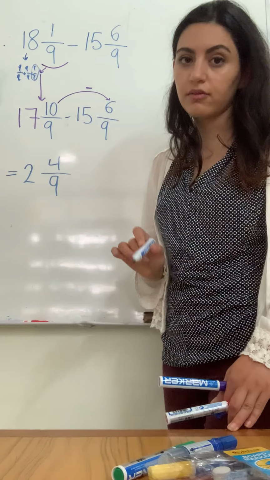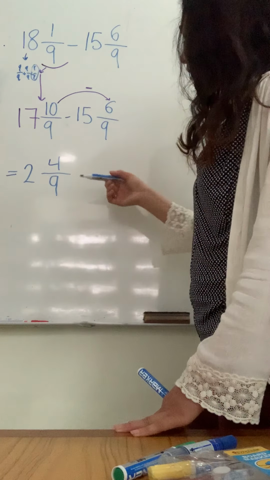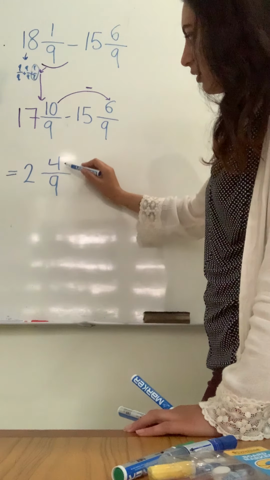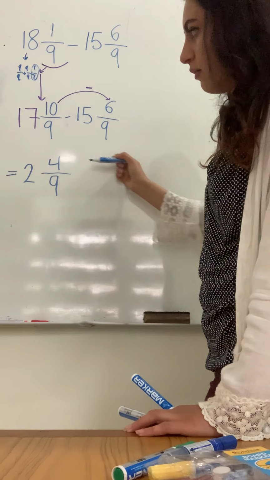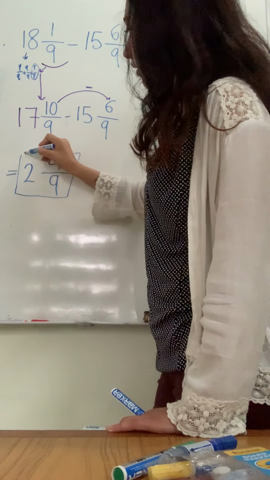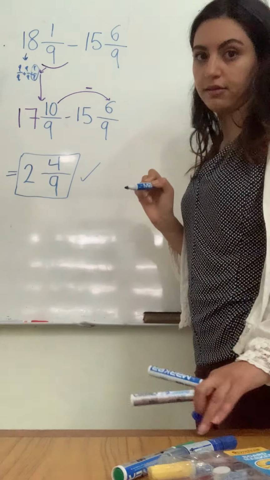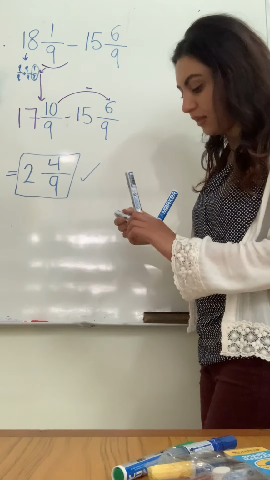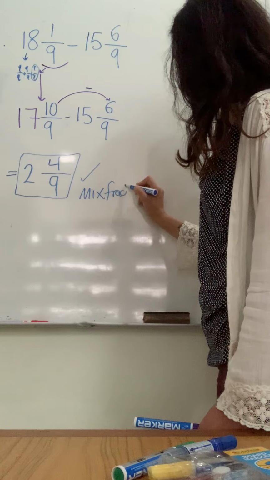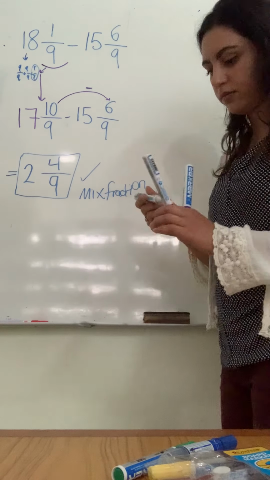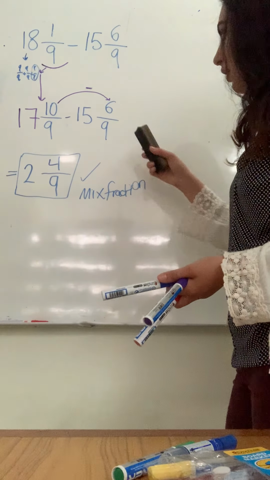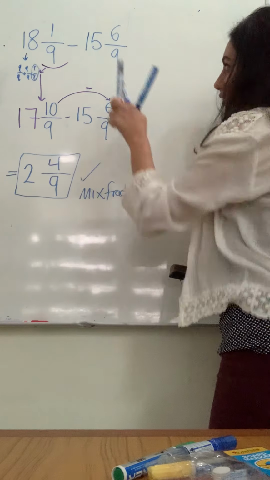Can we simplify this even further? Can we divide this by 2? Yes. Can we divide this by 2? No. Can we divide this by 9? Yes. Can we divide this by 9? No. So not possible. If it's not possible to simplify even more, then that will be our final answer. Okay? This is a mixed fraction. Okay, I'm going to do another question, but pause the video if you want to check how I did here.